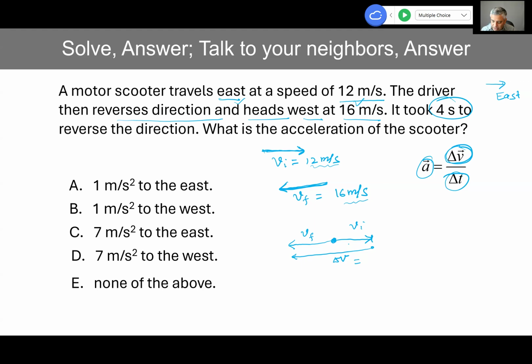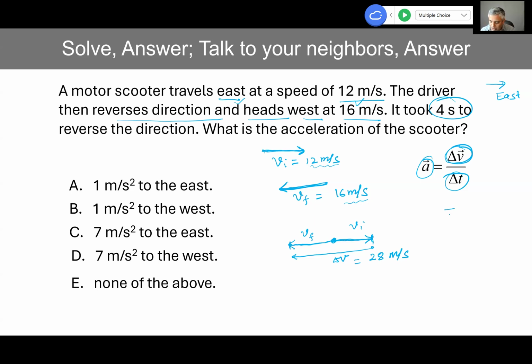See, it starts from here and it goes all the way here. So from here to here, we know length is 12 meters and here 16. So all the way from here, tip of initial to tip of final, it is 28, 16 plus 12. And the unit is meters per second because the unit of velocity and change in velocity are going to be the same.